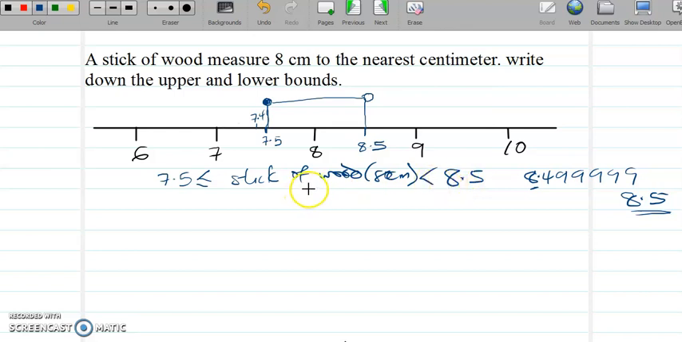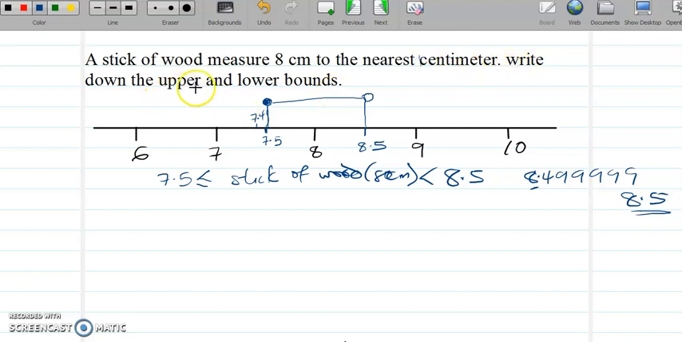But I will show you the simplest way to solve it. The simplest way to solve it is, first of all, find half of the degree of accuracy. When you find half of the degree of accuracy, add this to the measurement. If you add it, you have the upper boundary. When you subtract it, you have the lower boundary. Like here, we say that a stick of wood measured 8 cm to the nearest centimeter. So nearest centimeter means nearest 1 centimeter.